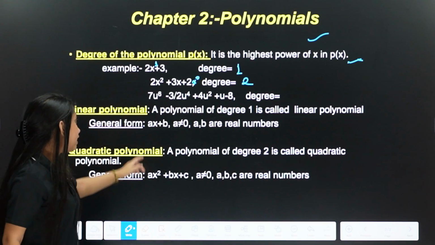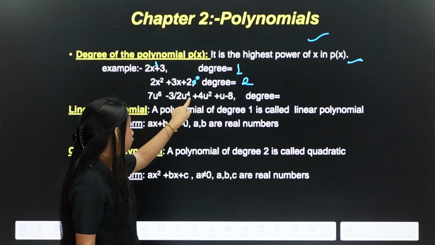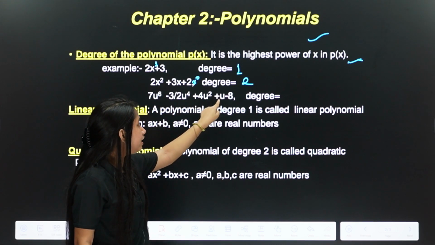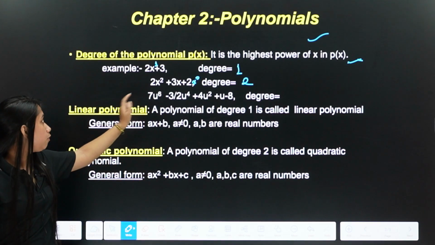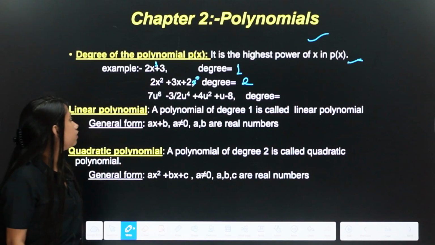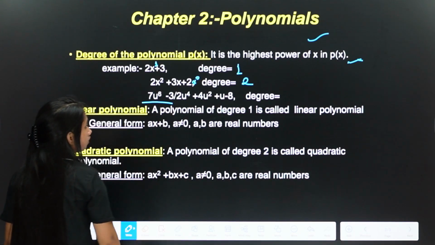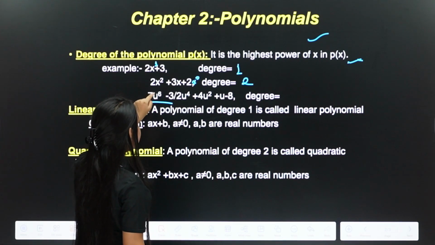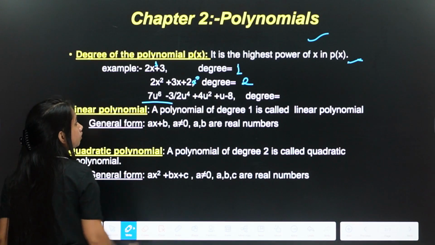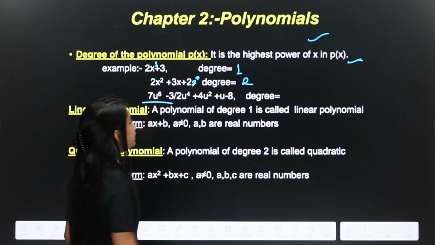Again, I have taken an example, that is 7u to the power 6 minus 3 by 2 u to the power 4 plus 4u square plus u minus 8. Can you tell me what will be the degree of this polynomial? What is the highest power in this polynomial? That is 6. Here 6 is the highest power of u. Here the variable is u, not x. So the degree will be 6.